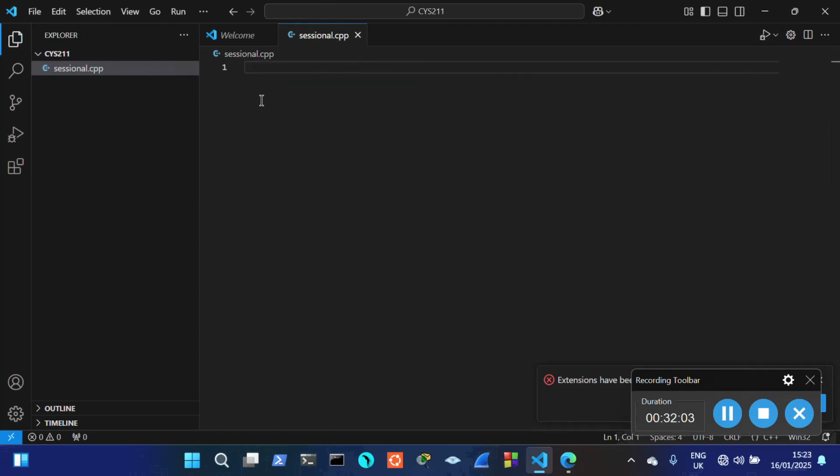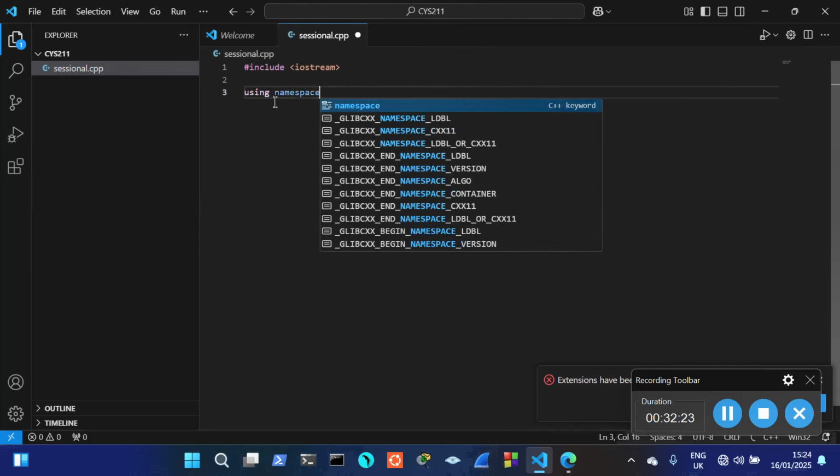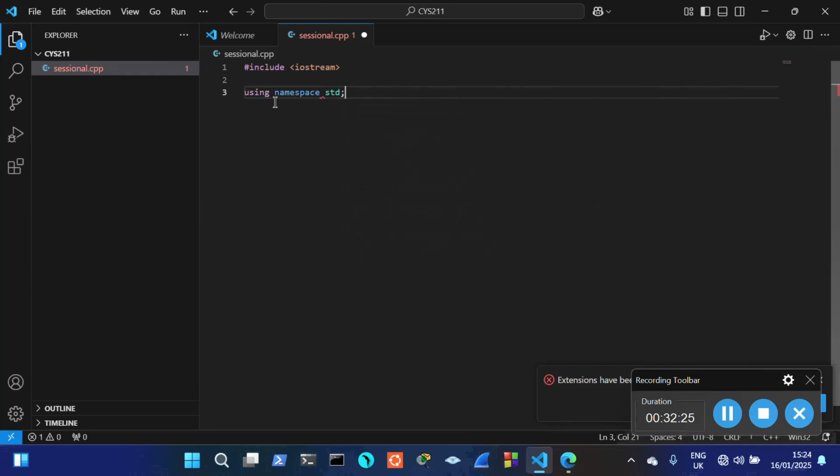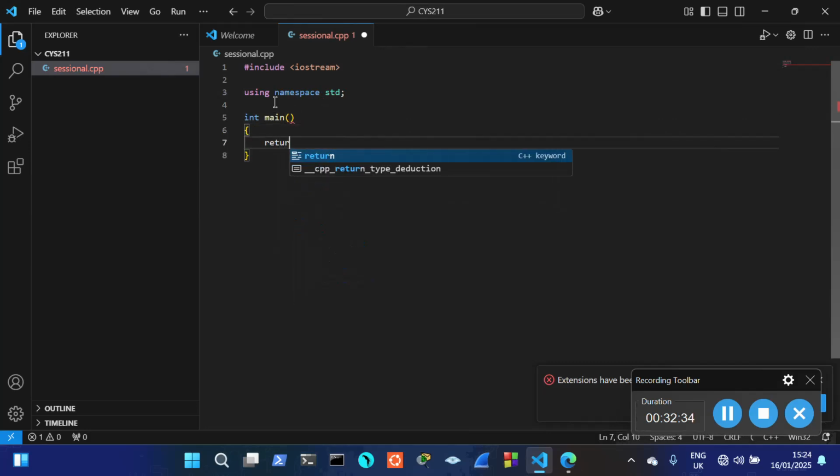So in C++, the first thing to do is say hashtag include iostream. Then after that, you say using namespace std, I'll explain. Then int main. Just give me a few seconds, I will explain everything.